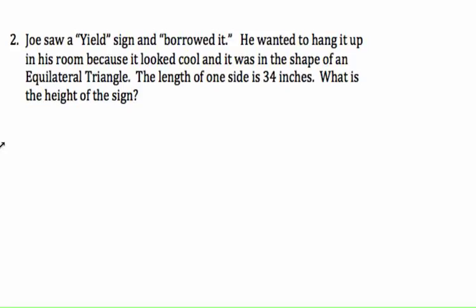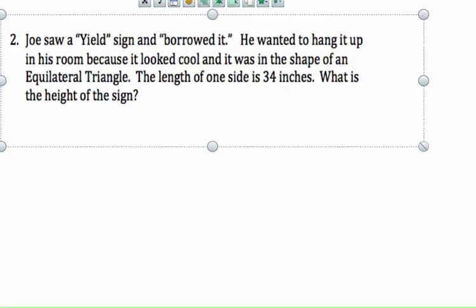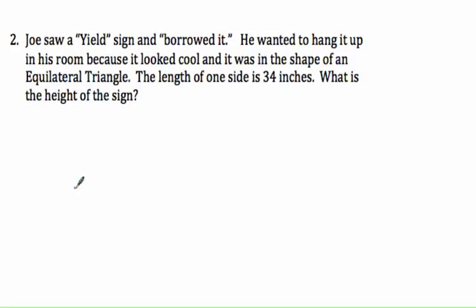All right. Joe saw a yield sign, number 2, and borrowed it. He wanted to hang it up in his room because it looked cool, and it was in the shape of an equilateral triangle. The length of one side is 34 inches. What is the height of the sign?